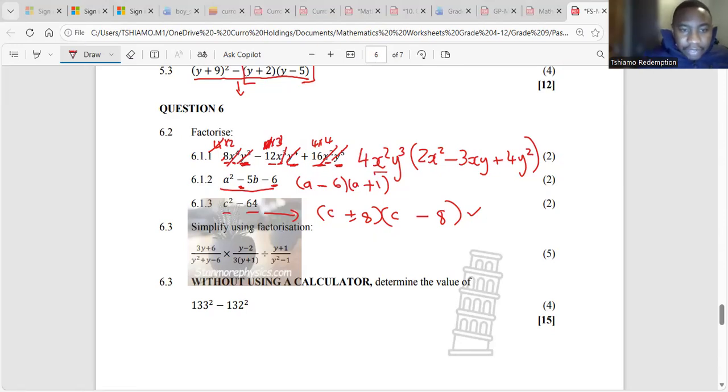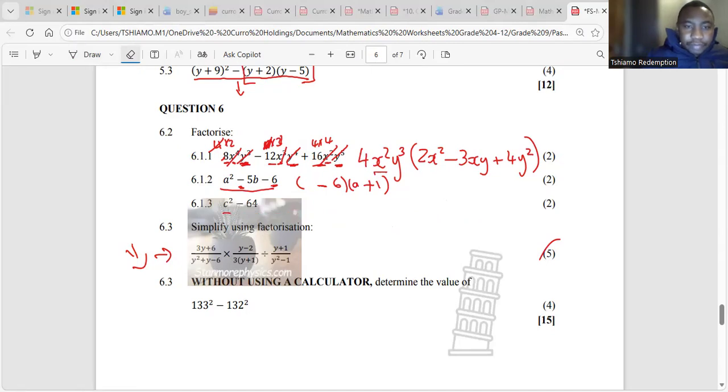Okay, now simplify using factorization. Let's look at this one. A nice question for 5 marks. Okay, let's do it here. So this one, it combines everything. Now let's look at it. It combines everything on factorization.